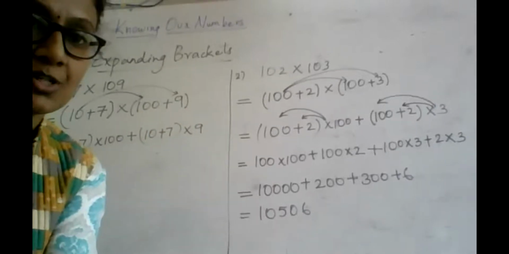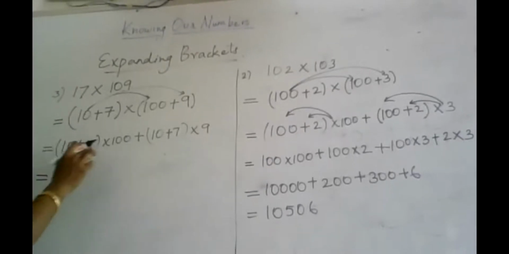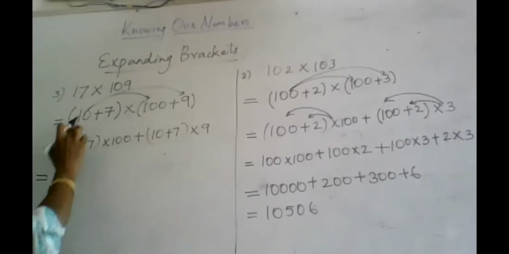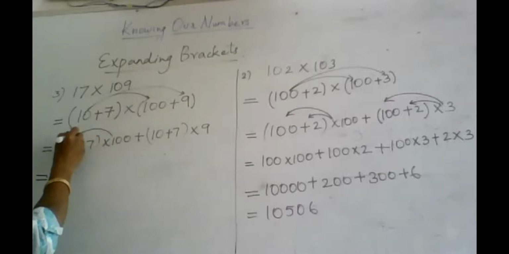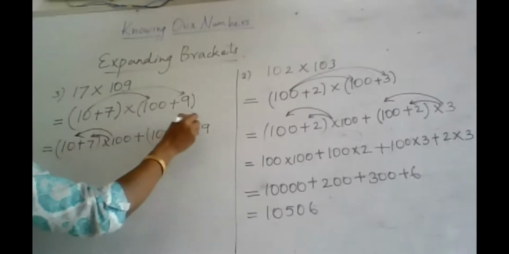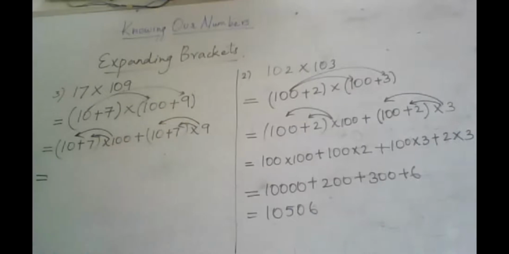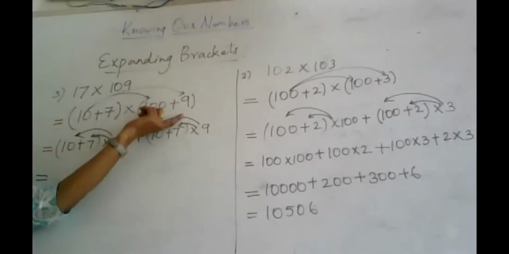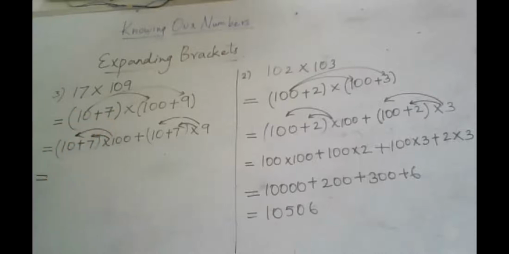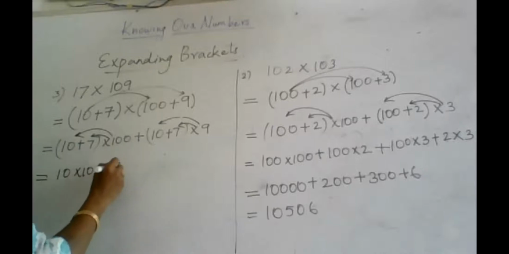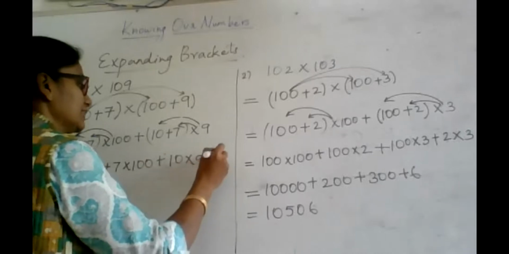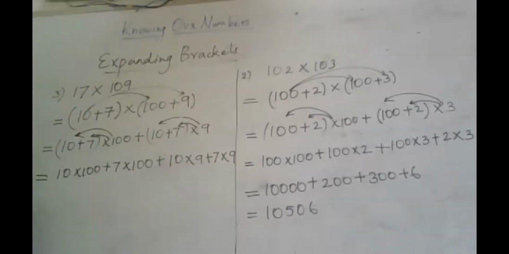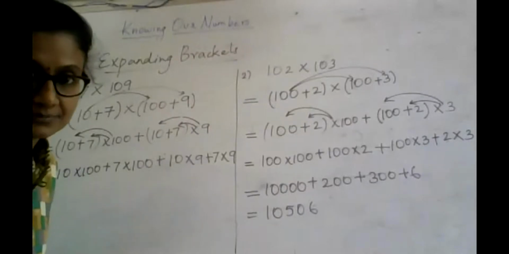Now after that distribution is over, again you have two brackets where the multiplication is distributed over addition. So this multiplication is distributed over addition. Right? Here also the multiplication is distributed over addition. Alright. So now it will be 10 into 100 plus 7 into 100 plus 10 into 9 plus 7 into 9. Alright. So now you can go and simplify this.